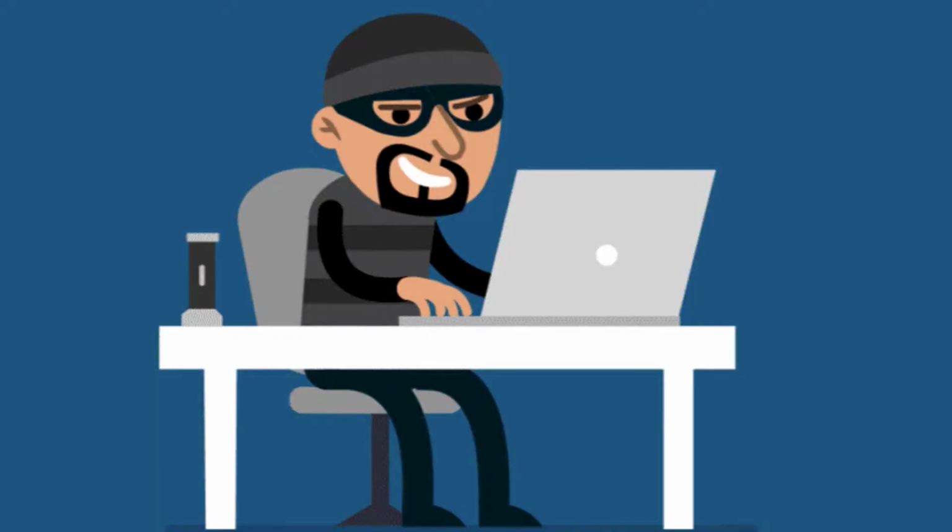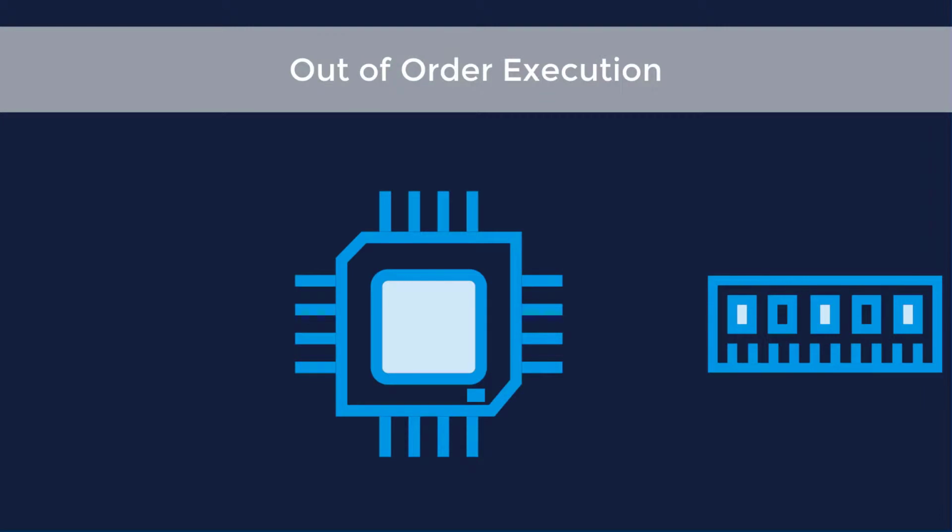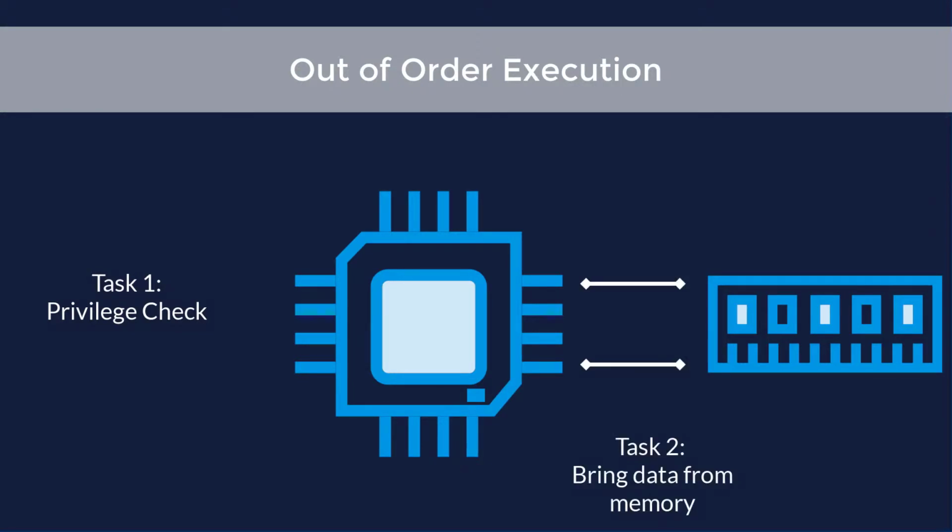So the scenario goes like this. A hacker sends a program to access secret data. The CPU needs to perform two tasks. First, it checks if the program has the right to access the data. Second, it brings the data from memory to the CPU. Privilege checking takes a lot of time, so the CPU breaks the order of execution, hence the name, and performs task 2 while task 1 is still running.